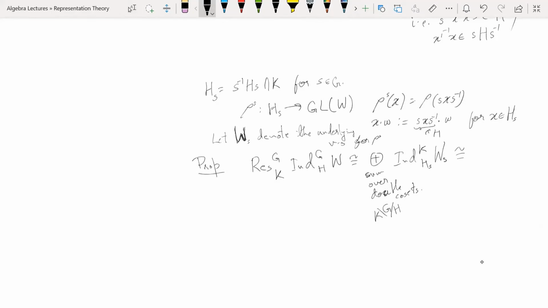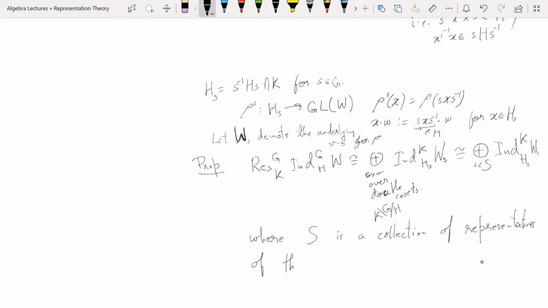So I'll just write it this way: the sum over S in capital S of the induction from H_S to K of W_S, where capital S is a collection of representatives of the double cosets K S H in G.